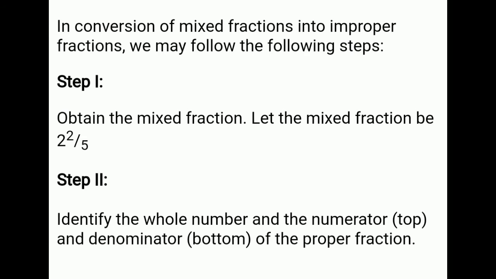In conversion of a mixed fraction into an improper fraction, we may follow the following steps. Step 1: Obtain the mixed fraction. Let the mixed fraction be 2 whole 2 by 5. Step 2: Identify the whole number, and the numerator (top part) and the denominator of the proper fraction. Here the whole number is 2, the numerator is 2 and the denominator is 5.